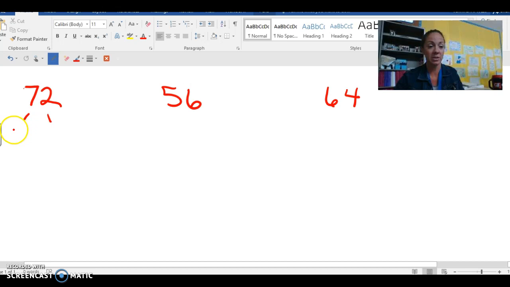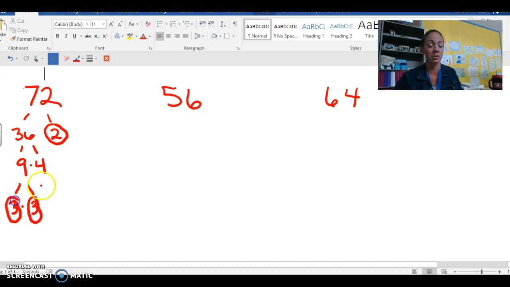So let's make some factor trees here. We have 36 times 2. That one can't go any farther. Then we have 9 times 4. We still have to keep factoring those down even farther. We have 3 times 3 for 9. That's the end of that. And then for 4, we have 2 times 2. I'm just running out of space, so I'm going all over the place.